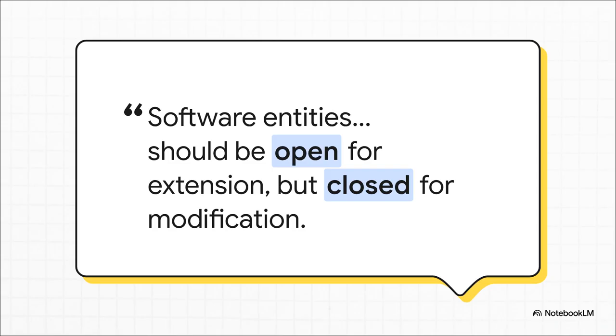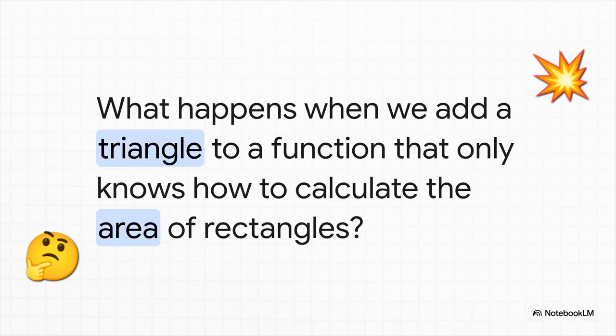So what on earth does that actually mean? It's simple, really. It just means you should be able to add new features or new functionality without having to go back and change code that already exists and is already working. Think about it like this. Let's say you have a function that calculates the total area of a bunch of shapes. Right now, it only knows how to handle rectangles. What happens when your boss says, hey, we need to add triangles?